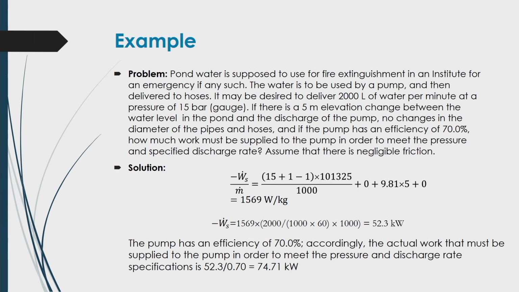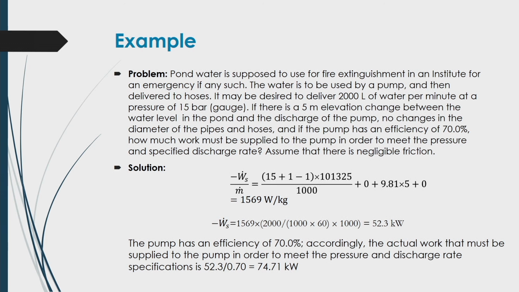If there is a 5 meter elevation change between the water level in the pond and the discharge of the pump, with no change in the diameter of the pipes and hoses, and if the pump has an efficiency of 70%, in this case how much work must be supplied to the pump in order to meet that pressure and specified discharge rate to utilize it for the fire extinguishment?